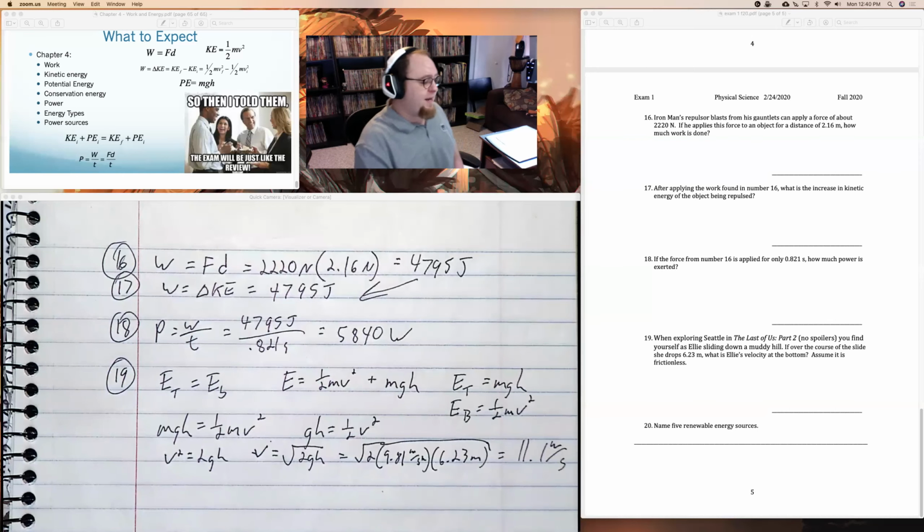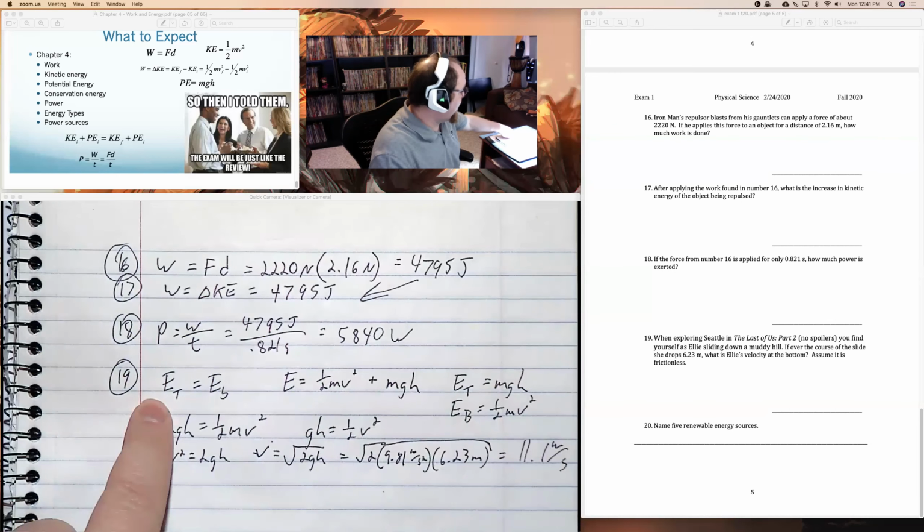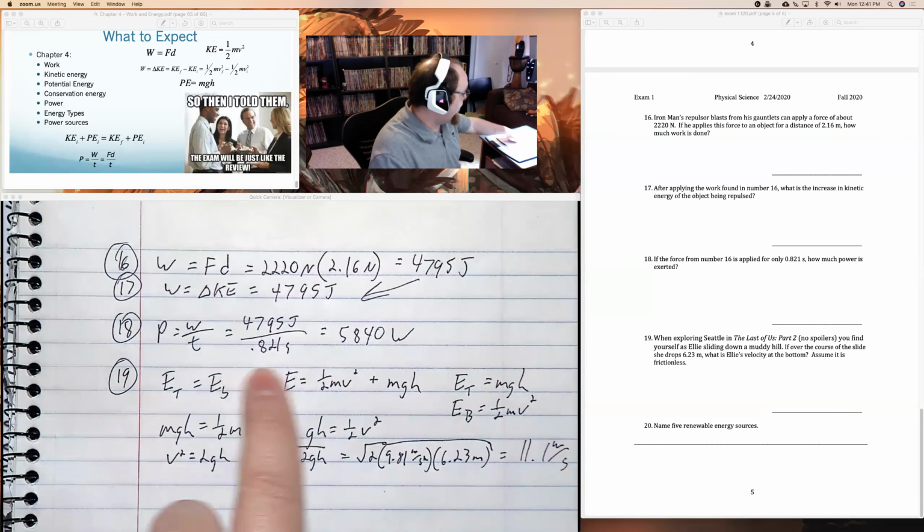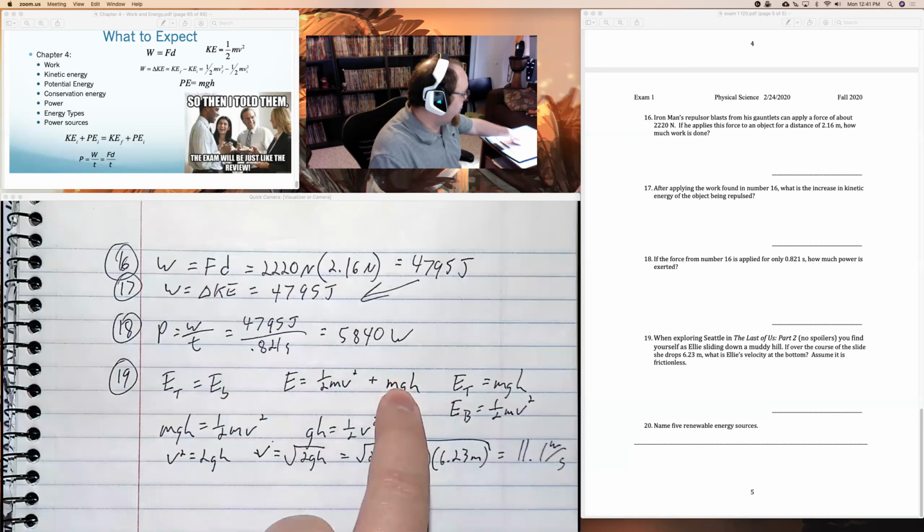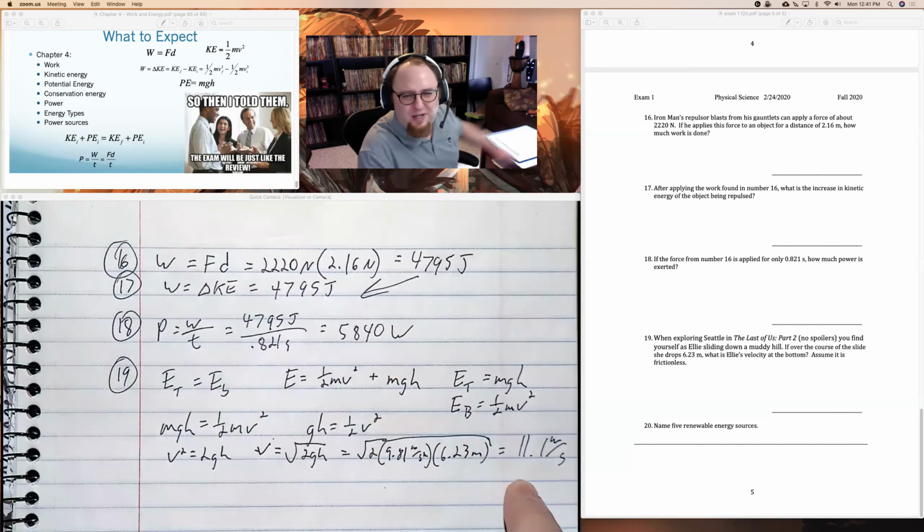This one's a little more complicated for how I give credit. I think I gave 1 point for energy top equals energy at bottom, 1 point for 1/2 mv squared, 1 point for mgh, and then 2 for the answer, I think is what I did.